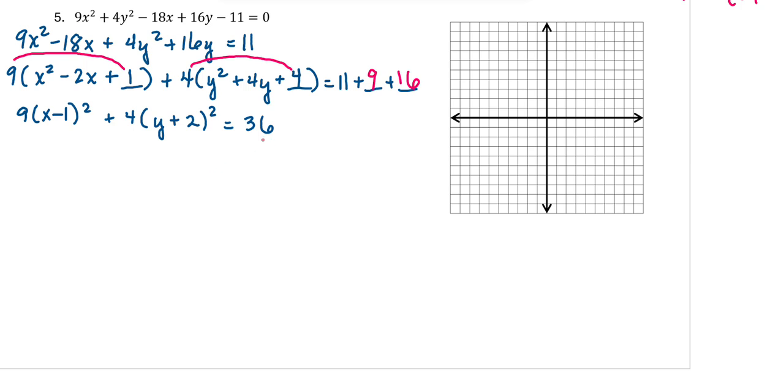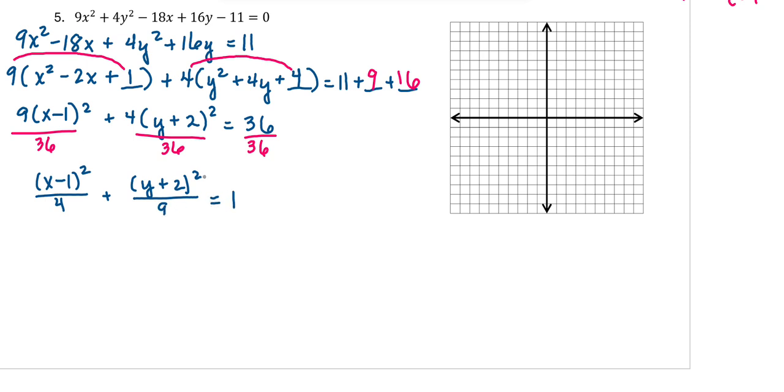Okay, speaking of the process, we are going to divide both sides by 36. All right. So 36 and 9, that's 4, or 1/4. So we have x minus 1 squared over 4. And then 36 divided by 4 is 9. So y plus 2 squared over 9 is equal to 1. Okay. So our ellipse is written.